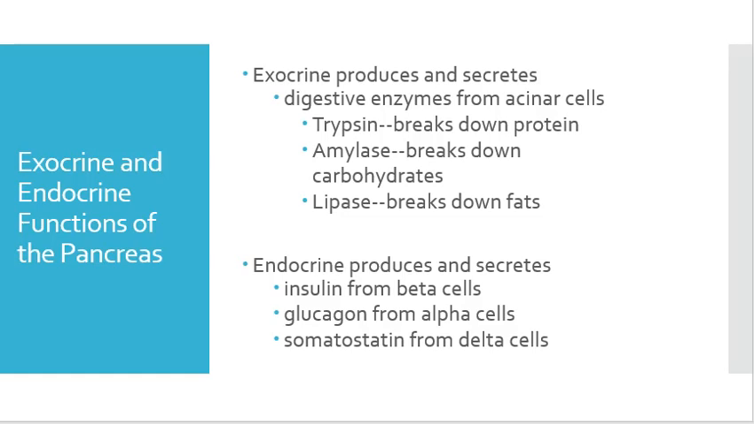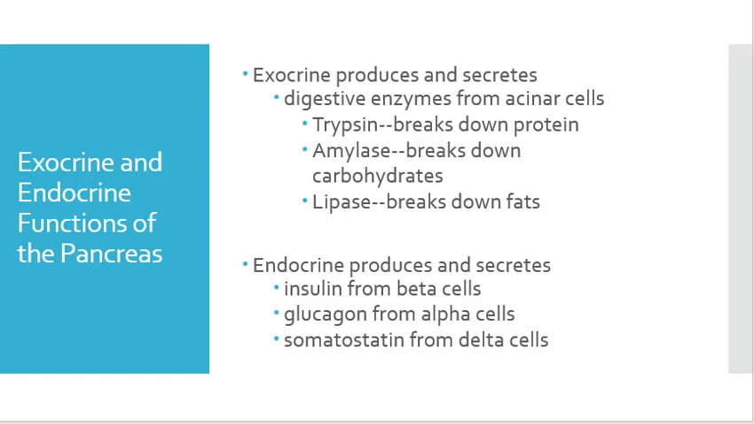The alpha cells secrete glucagon, beta cells produce insulin, and delta cells secrete somatostatin, which inhibits glucagon and insulin release. You can see here in this PowerPoint presentation that I've included both exocrine and endocrine. So remember, exocrine produces and secretes digestive enzymes from acinar cells. Trypsin breaks down protein, amylase breaks down carbs, and lipase breaks down fats.